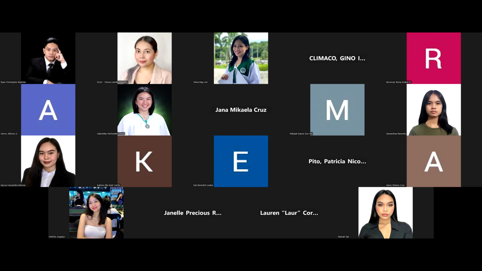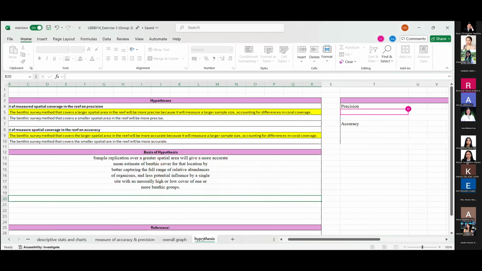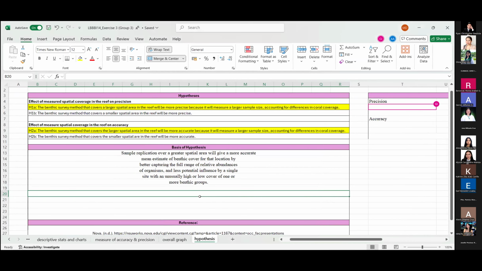Okay, Group 3, please share with us information regarding your debunking. Yeah, I can see your graph right now. Do you want to say something about it that's useful, or do you want to show me your hypothesis first? Mika, can you go to the hypothesis tab? Okay.